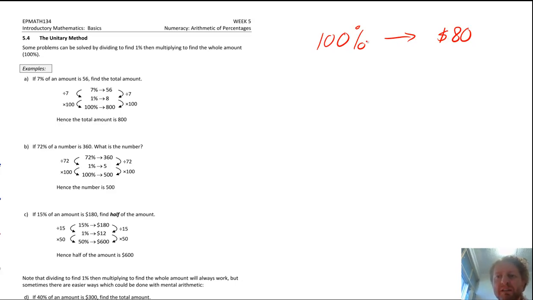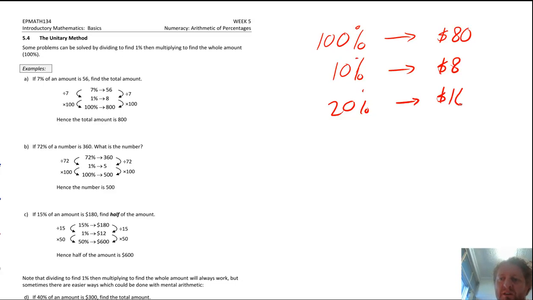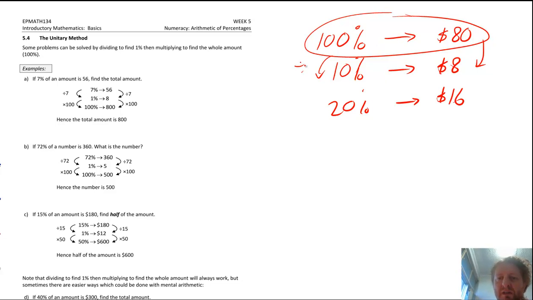So I knew the full price, 100%, was $80. And I knew that 10% was easy to calculate, which was $8. And I said, hence, well, times by 2, 20% will be $16. Really, it was very similar to this unitary method. Unitary method is where you know something, you can bring it down as long as you're doing the same to both sides. Here I was dividing by 10. And I can still do the same to both sides. Here I'm timesing by 2. So let's look at how this logical approach can be referred to as a unitary method.